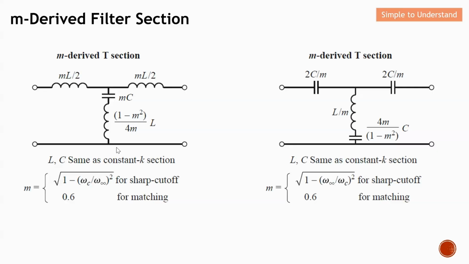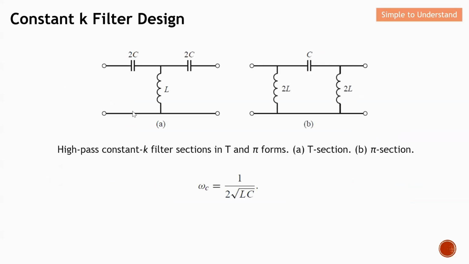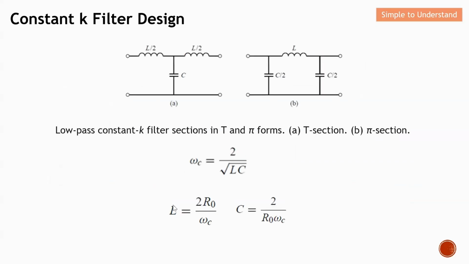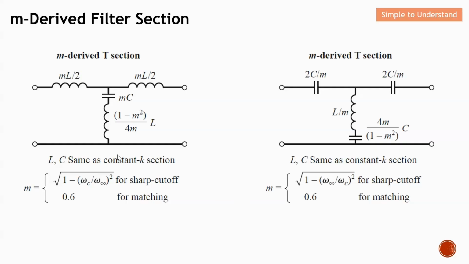How to get the L and the C value? Basically it will be from the same constant K method. How you compute the L and C for the constant K filter design, you can adopt into this m-Derived filter design. So from here, you can see that based on the position of the pole at a certain frequency, you are able to achieve an m value. But for matching, like I explained earlier on, typically m needs to be 0.6.